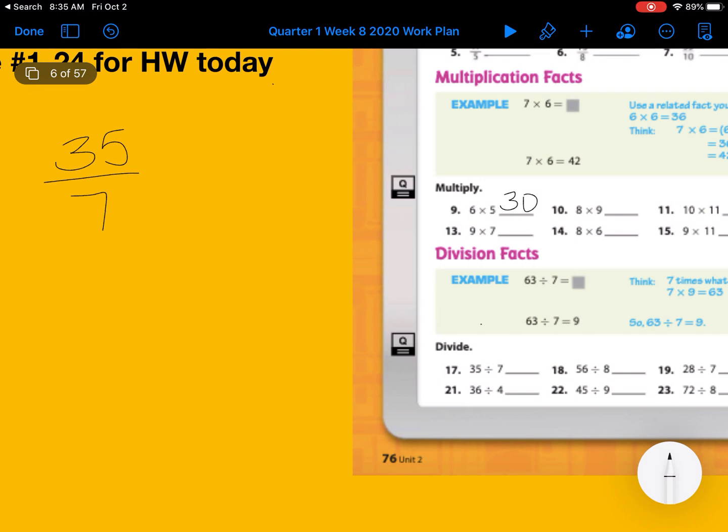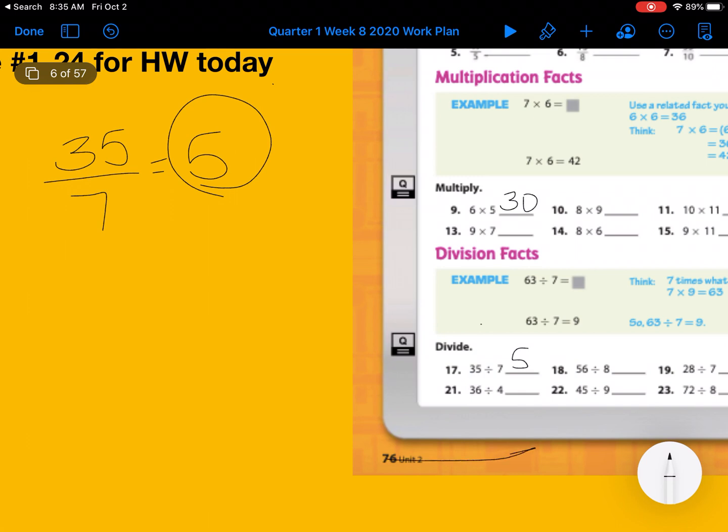7 times 1 is 7. 7 times 2 is 14. 7 times 3 is 21. 7 times 4 is 28. 7 times 5 is 35. So I know that 5 whole numbers fit in there, and there's no remainders. So my answer would be 5.